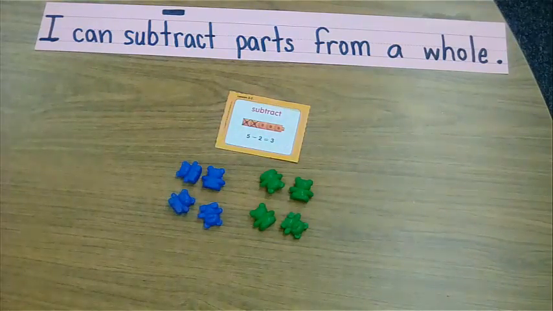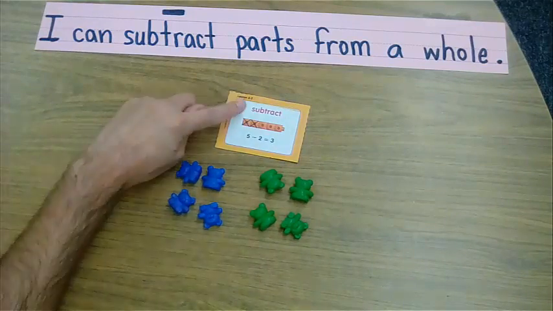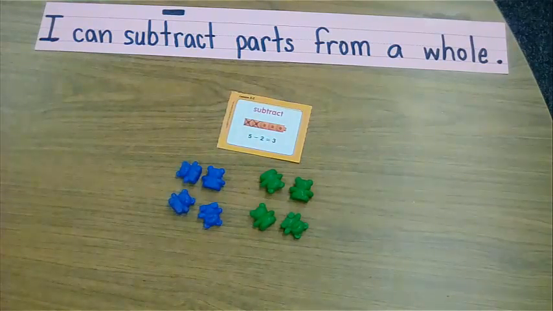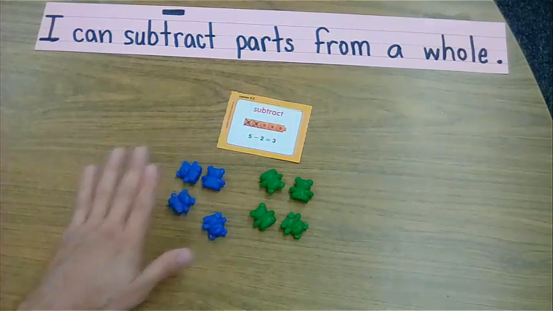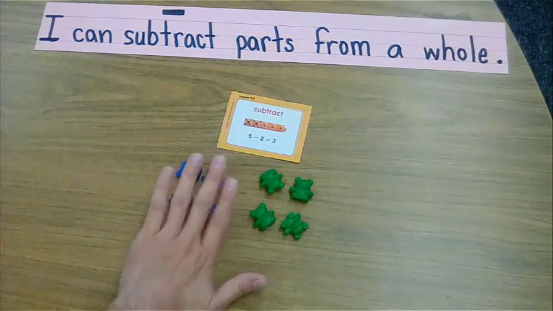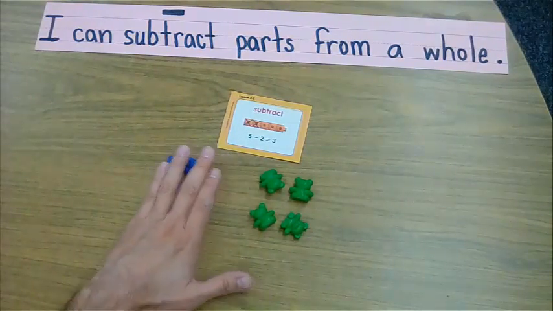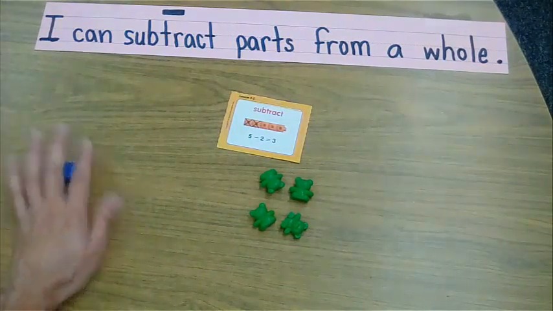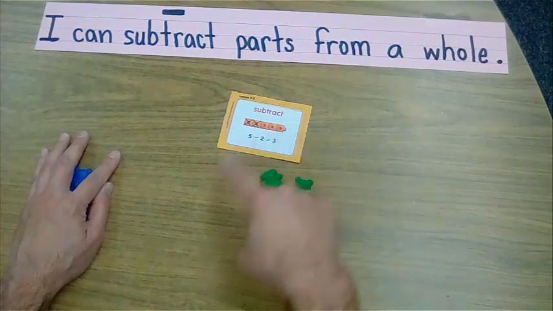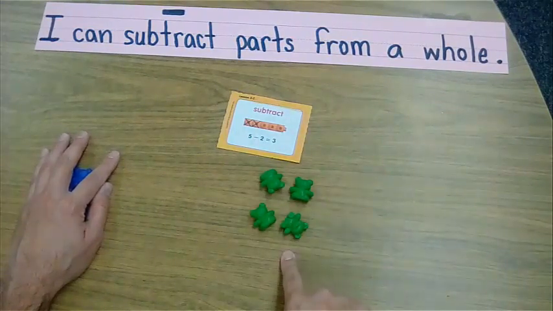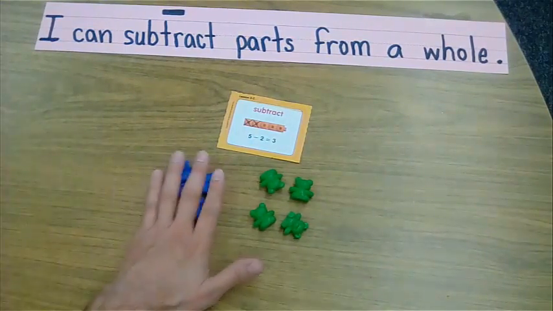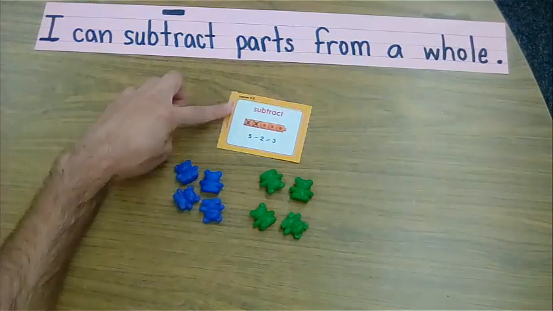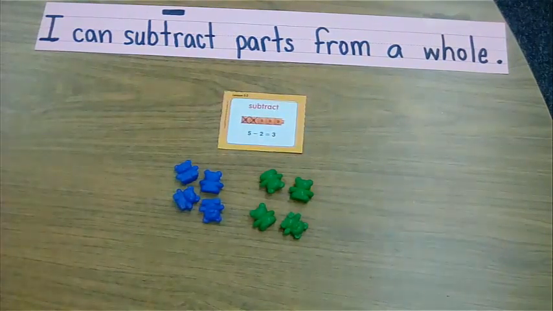So if I'm taking away or subtracting some bears, that means I'm going to do this. So let's say I have 8 bears, and then I'm going to subtract 4 bears. That means 4 bears were taken away. So how many bears do I have left? That's right, we have 4 bears. So when you subtract, that just means you are taking away.